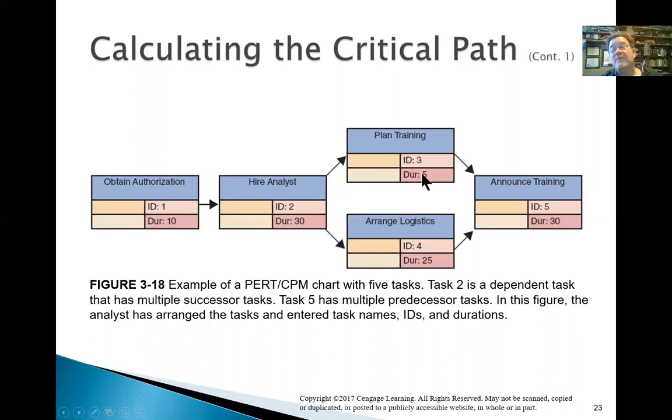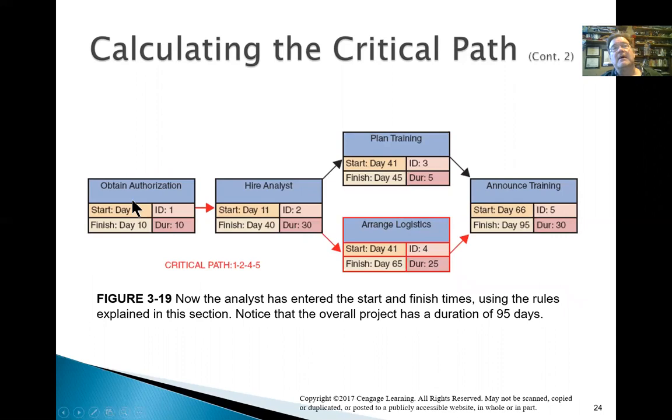impact on the project. And so what you're seeing here is the critical path for this is obtain authorization, hire analysts, arrange logistics, and announce the training. That's the critical path. And that's where the project manager's eyes are going to be, right? They're not going to ignore this, but there's a little bit of flexibility here for that. So that's what a critical path is. That's pretty important. When a task is being delayed, a lot of times the question will be, is that on the critical path?